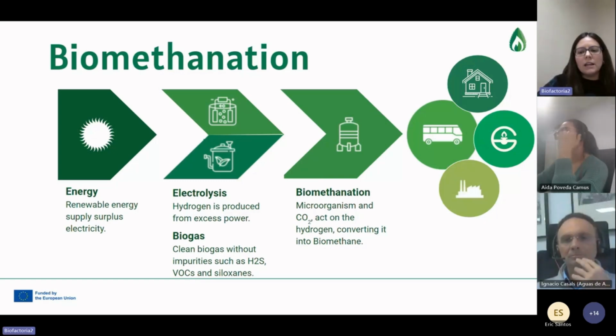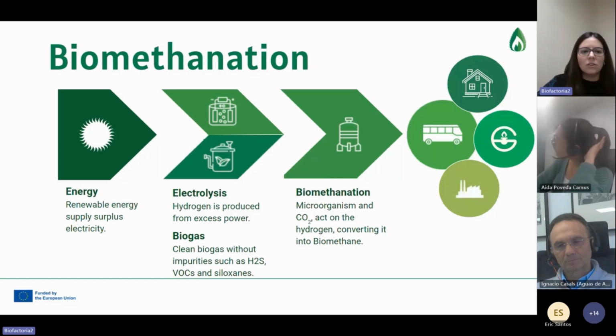The produced biomethane then will be compressed for storage and subsequent use in the buses of the public transportation system of Barcelona. Other uses of the biomethane are electricity generation, injection to the gas grid, and also industrial applications.